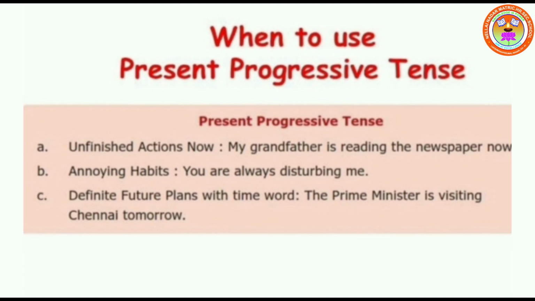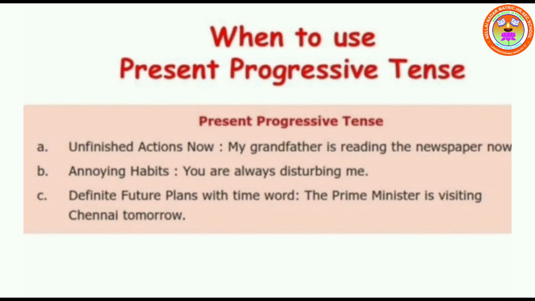Let us move on to the next usage, annoying habits. For example, you are always disturbing me. The subject here is you. Therefore, the be verb is are. Definite future plans with a time word.